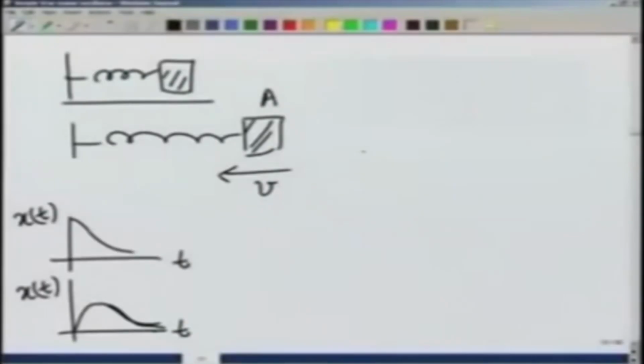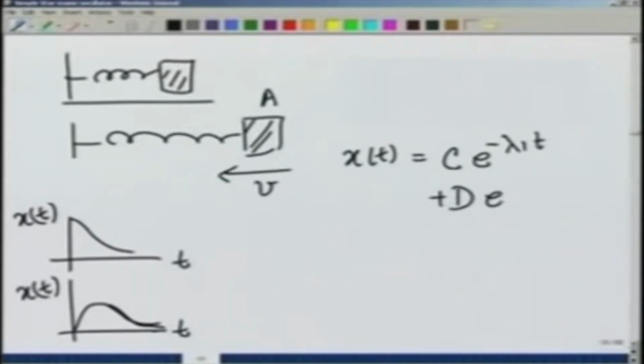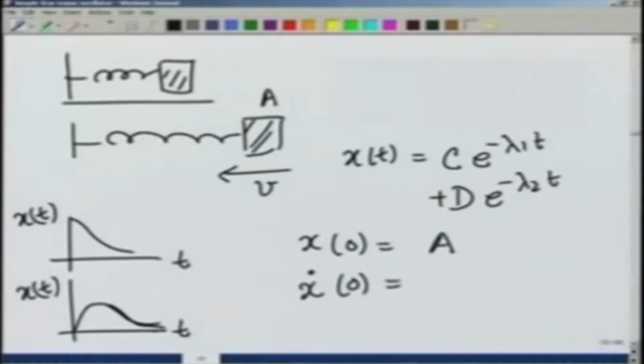Again the general solution for the heavily damped oscillator is x(t) equals c e raised to minus lambda 1 t plus d e raised to minus lambda 2 t. And what I am doing is, at time t equal to 0, I am displacing it out and also giving it a velocity minus v. And let us see what happens.